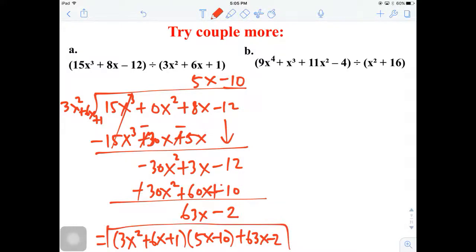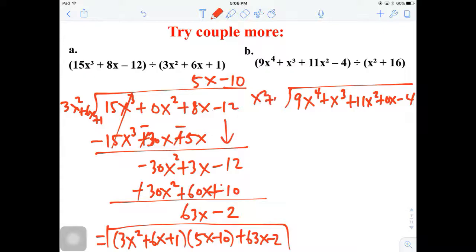And we're going to do the last one here. Again, we're going to set it up, and we have an x term missing, so 9x to the fourth plus x cubed plus 11x squared plus 0x minus 4, and then outside we've got x squared, and notice that we are missing a 0x term, so plus 16. First thing, I'm missing a 9, and it's 3 terms, so it's 9x squared, and I'm going to distribute that through.